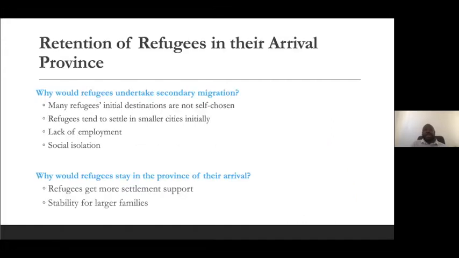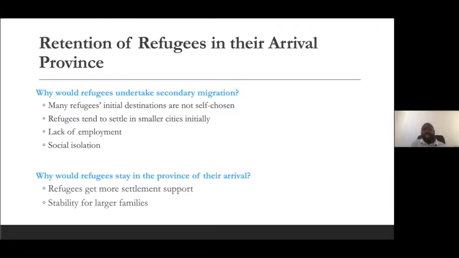A few explanations can be gleaned from the literature to explain whether or not immigrants, and refugees in particular, will stay in their province of arrival. I would like to touch on a few of them. The first is that, unlike other categories of immigrants like family class and economic class immigrants, many refugees' initial destination is not self-chosen, but rather is determined by refugee settlement programs. This has been highlighted as one of the reasons why refugees may be likely to leave their place of initial settlement. Another reason is that refugees tend to settle in small cities, and to a large extent, these cities have limited economic and social connections. Several issues have been raised in that regard, such as a lack of employment prospects and social isolation, and all of these have been highlighted in the literature.